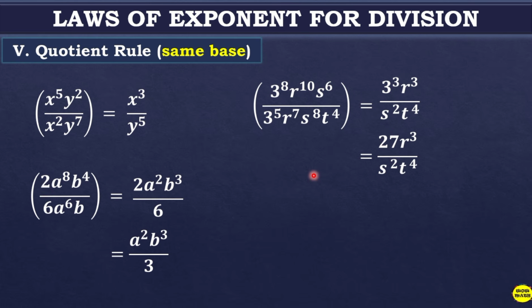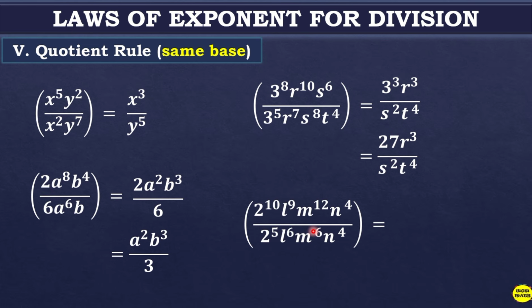Okay? So, let's have another. So, meron tayo nito. So, I have 2 raised to 10 over 2 raised to 5, L raised to 9 over L raised to 6, M raised to 12 over M raised to 6, N raised to 4 over N raised to 4. Okay, so dito muna tayo sa 2. 10 minus 5, that is 2 raised to 5. Saan ko ilalagay? Sa numerator. Ayun. Kasi po, mas mataas si 10.